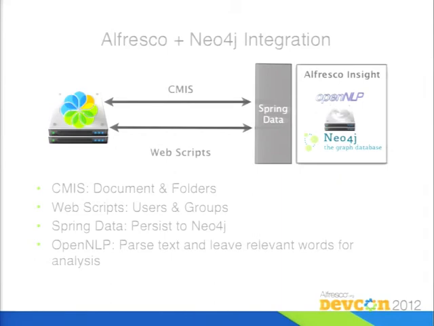So people, workflows, auditing data, activities, and the like. And over on my custom application side, I've leveraged Spring Data to persist all of this to Neo4j. I'm also using OpenNLP for natural language processing. For content analytics, you don't want to store a lot of noise words. So this allows you to parse the text and only leave the words that you think are valuable, for example, verbs and nouns.